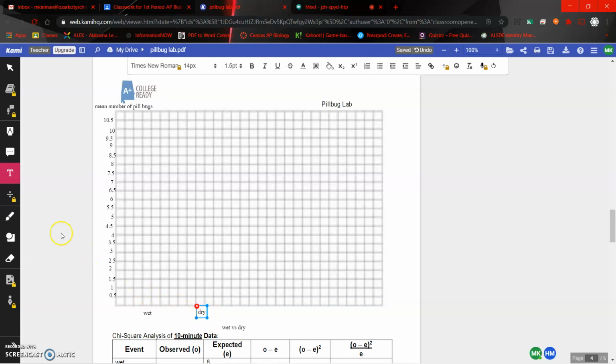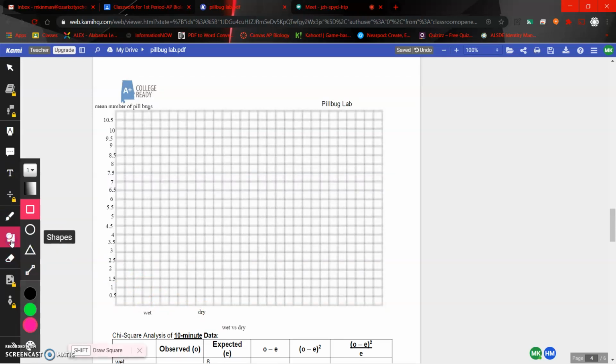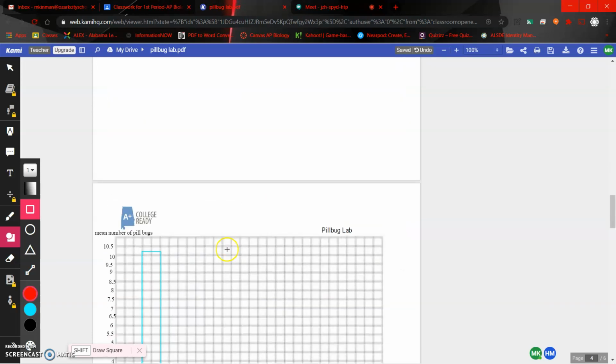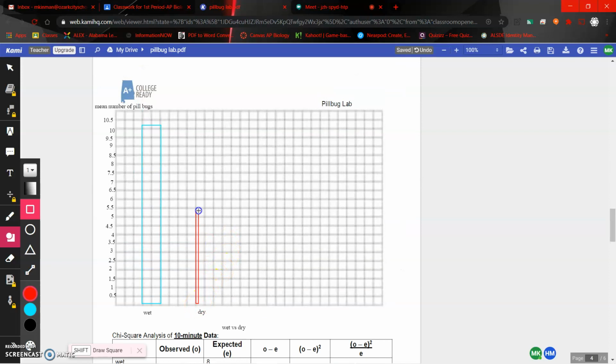Alright, so now we're going to graph our means. For this, we're going to use shapes. I'm going to go with a rectangle, and I will go with blue for wet. So for wet, it was 10.27, so it's going to be way up here, 10.27. And then dry, we'll go with red, was 5.5, I believe. Let's go back up. 5.73. So just under 6. We're going to go up, just under 6, just like that. All right, so there are our means.